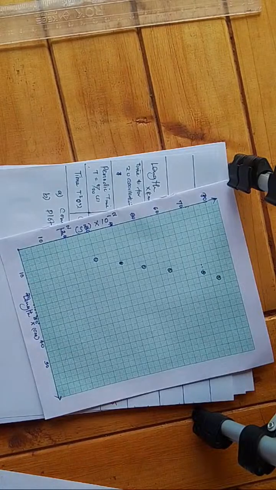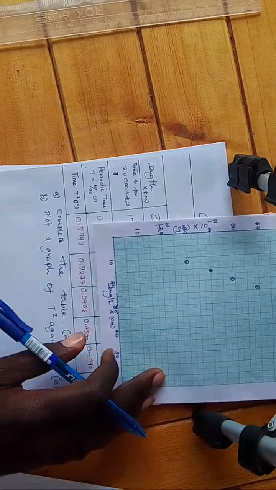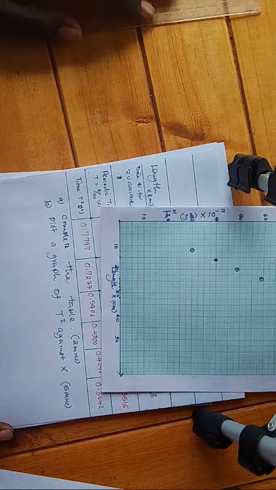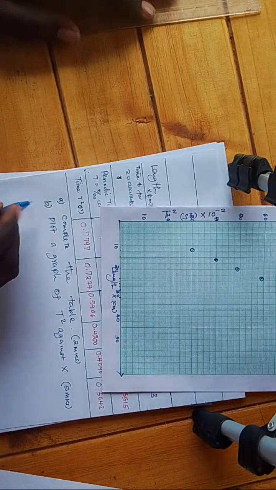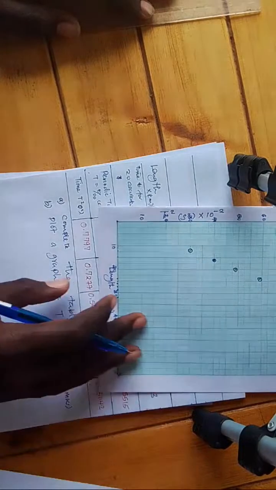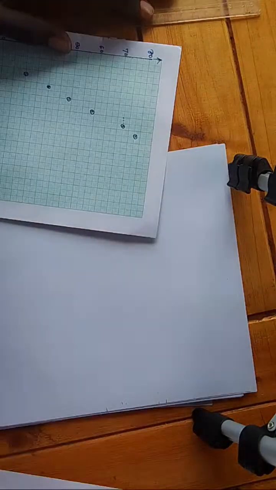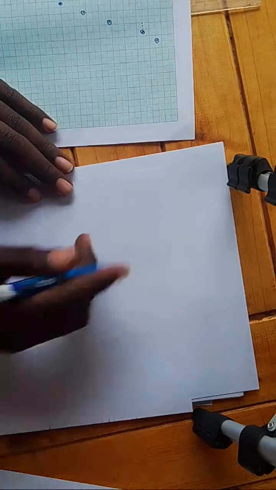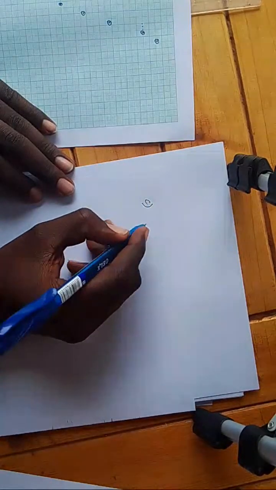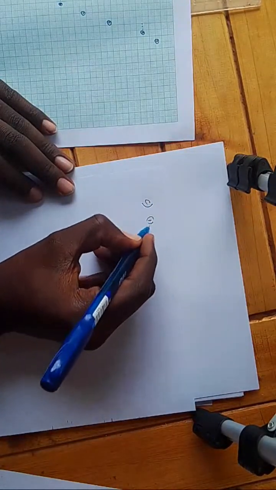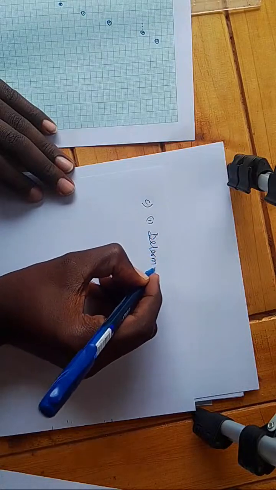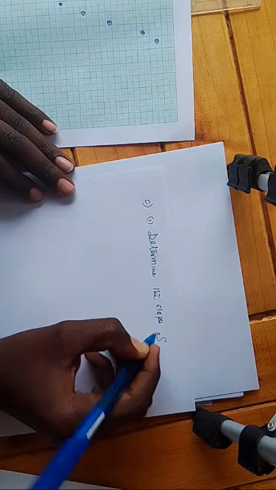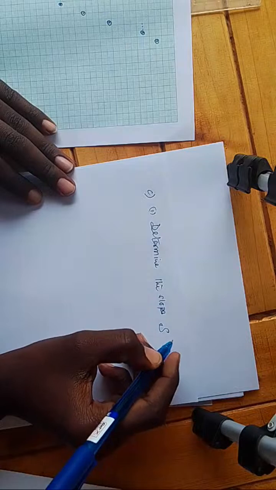Therefore, after plotting, you move to the questions that will be asked. For example, the question that follows, part C, is asking Roman 1: determine the slope S of the graph.